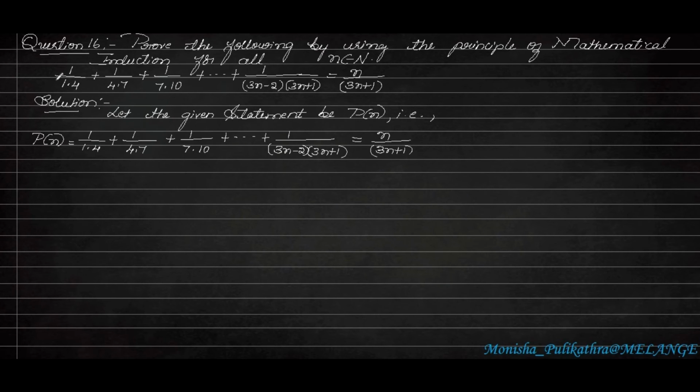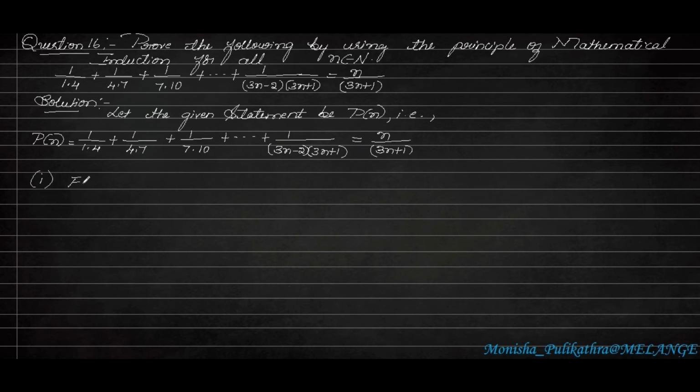So here I have equated the whole question into p of n. So 1 by 1 into 4 plus 1 by 4 into 7 plus 1 by 7 into 10 up to 1 by 3n minus 2 into 3n plus 1 is equal to n by 3n plus 1. The whole equation I have equated to the statement p of n.